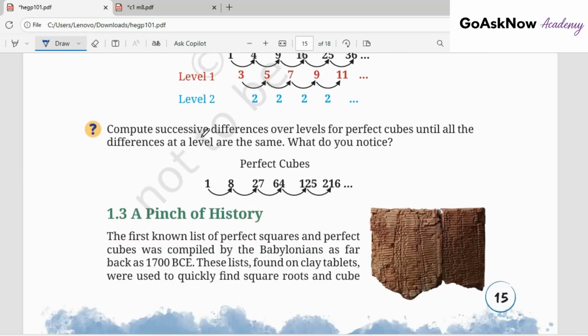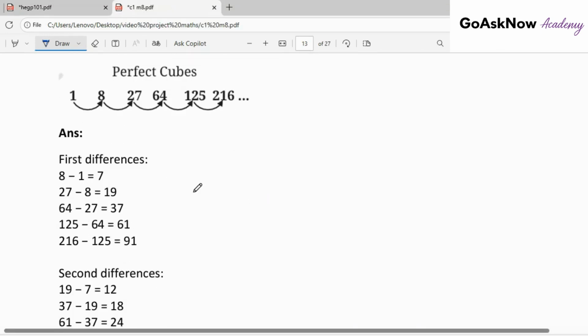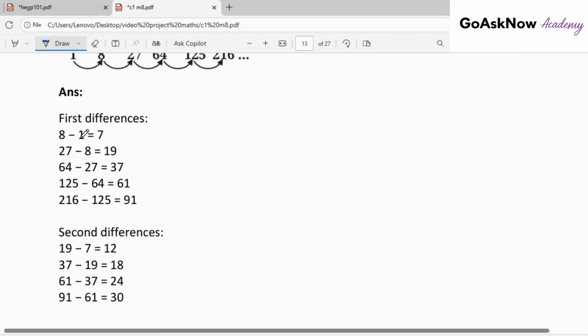Now compute successive difference over levels for perfect cubes until all the differences at a level are the same. What do you notice? Now the perfect cubes are 1, 8, 27, 64, 125, and now the differences: 8 minus 1 is 7, 27 minus 8 is equal to 19, 64 minus 27 is equal to 37, and 125 minus 64 is equal to 61. 216 minus 125 is equal to 91.